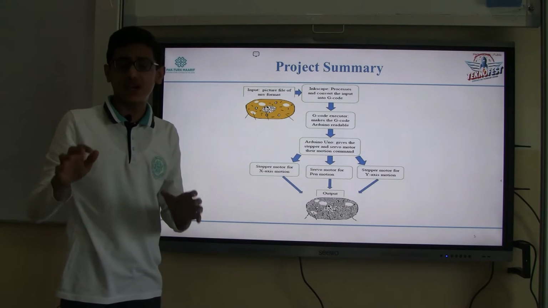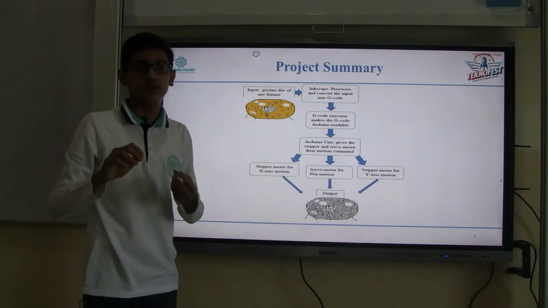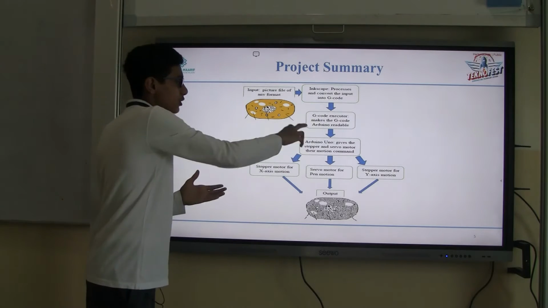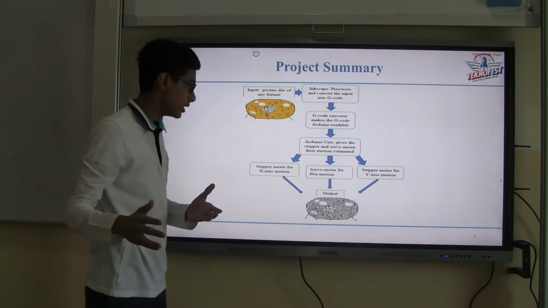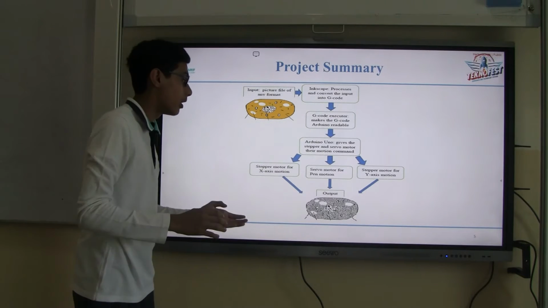G-code is a machining language which controls the speed of the project. A G-code executor makes the G-code Arduino readable, and then the Arduino UNO gives the stepper motors and servo motor their commands.